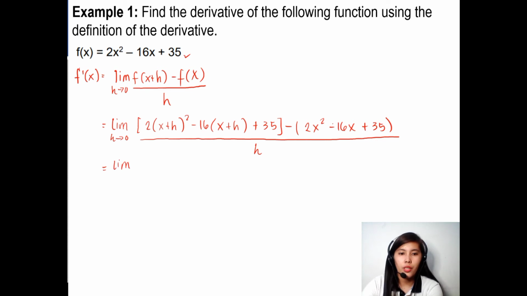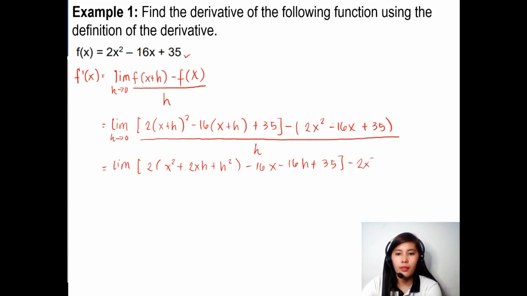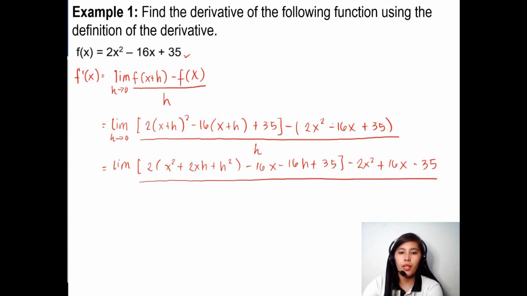So we have 2 times x plus h squared, that is x squared plus 2xh plus h squared. Then distribute 16, negative 16x minus 16h plus 35. Then distribute the negative sign: minus 2x squared plus 16x minus 35, then all over h. Now let us try to simplify.